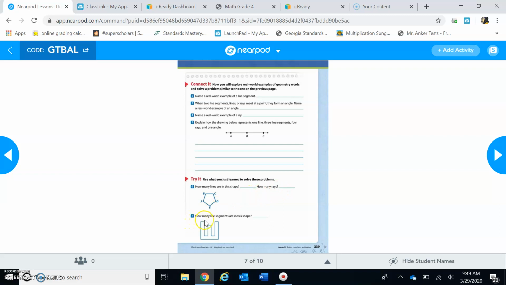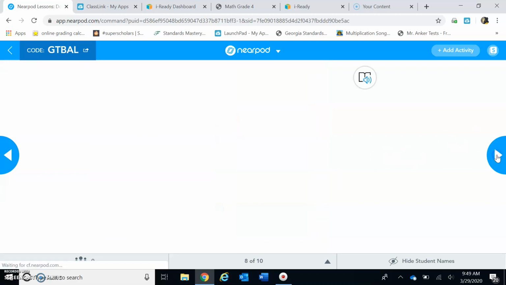Let's look at the bottom. It says, how many line segments are in this shape? Ooh, let's see. I see 1, 2, 3, 4, 5, 6, 7, 8, 9, 10, 11, 12. So this shape has 12 line segments.